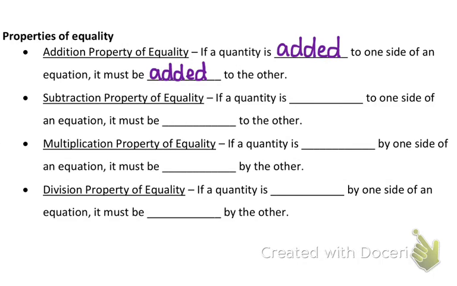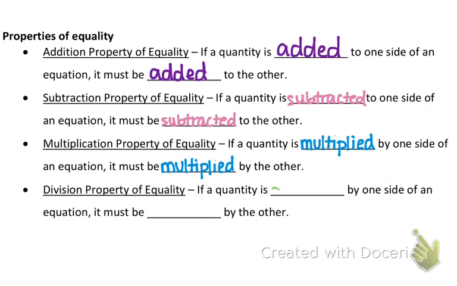The subtraction property: if a quantity is subtracted from one side of the equation, then it must be subtracted from the other. Multiplication property: if a quantity is multiplied on one side of the equation, then it must be multiplied on the other. And finally, division property: if a quantity is divided on one side of the equation, then it must be divided on the other. So these properties of equality explain why we do things to both sides of the equation. Without them, our equation wouldn't hold true to the equal sign.